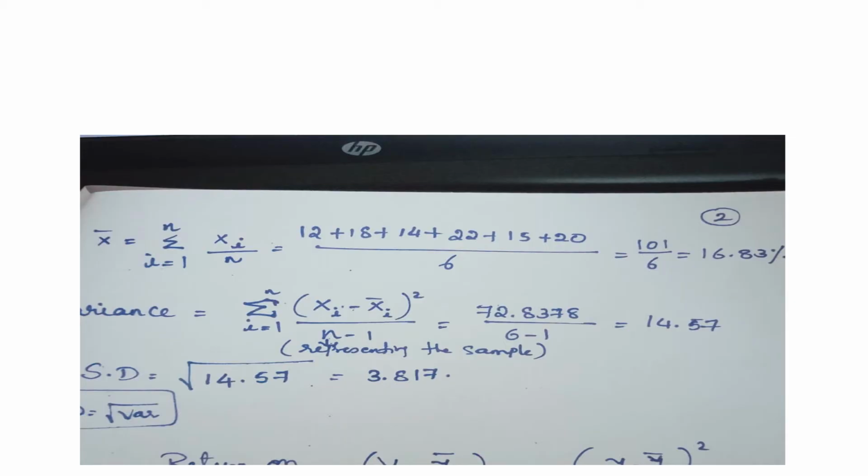Once you have found the variance, then the standard deviation is easy. Standard deviation is nothing but the root of the variance. So the variance value is 14.57. Just keep it under root. The square root of 14.57 is 3.817.